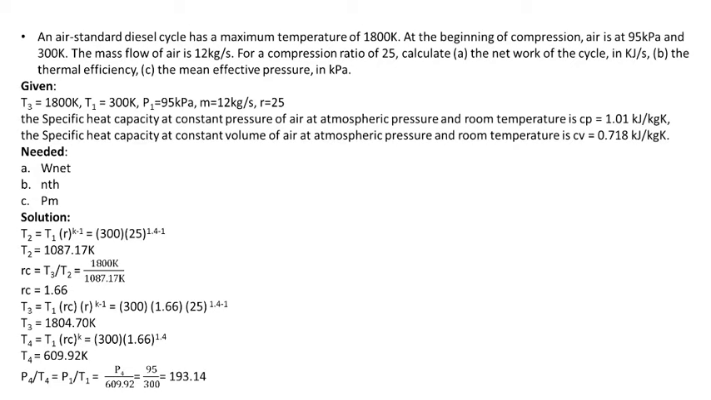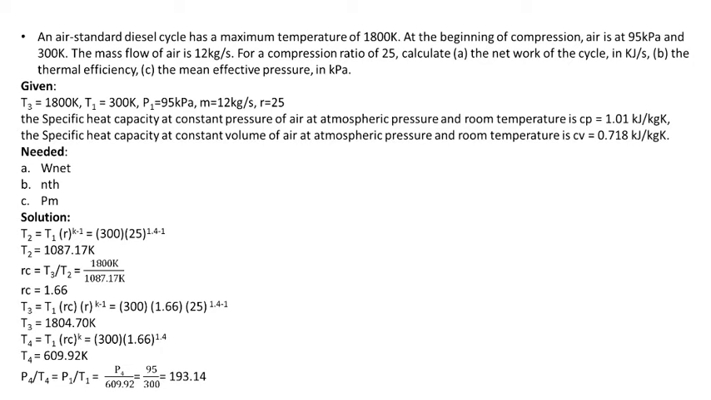1. An air standard diesel cycle has a maximum temperature of 1800 K. At the beginning of compression, air is at 95 kilopascals and 300 K. The mass flow of air is 12 kilograms per second. For a compression ratio of 25, calculate a. The net work of the cycle in kilojoule per second, b. The thermal efficiency, c. The mean effective pressure in kPa.